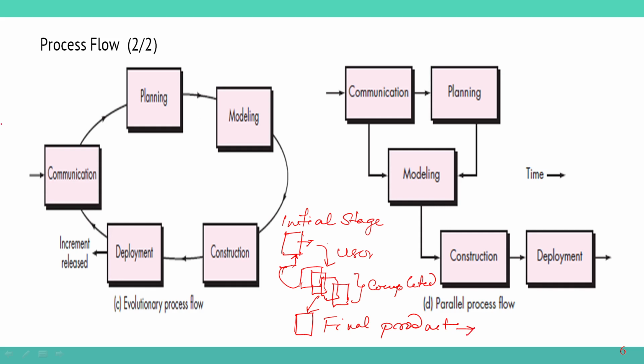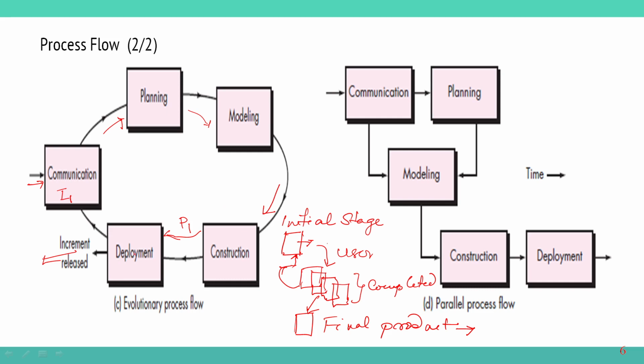First, the communication comes into your system. It goes for plan. You will have the initial plan. Then you will have the initial model. Then you will construct it. Then that will be deployed. That means the first part of your program or product will be released. Then you will come to the communication, take the second iteration, that is the second one, again plan it, model it, then construct it, deploy it.